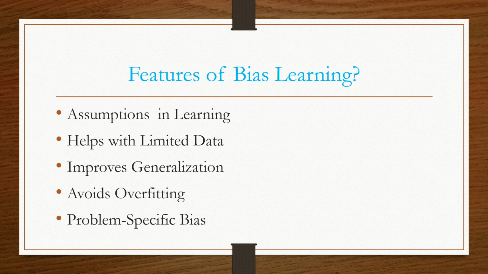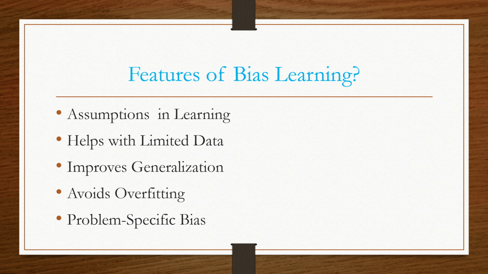Next one is avoids overfitting. Overfitting is when a model becomes too specific and fits the training data too closely. Bias helps by keeping the model from learning noise or unimportant details. For instance, a model without bias may learn that a cat is always on a red background just because all training images had it. That's overfitting.